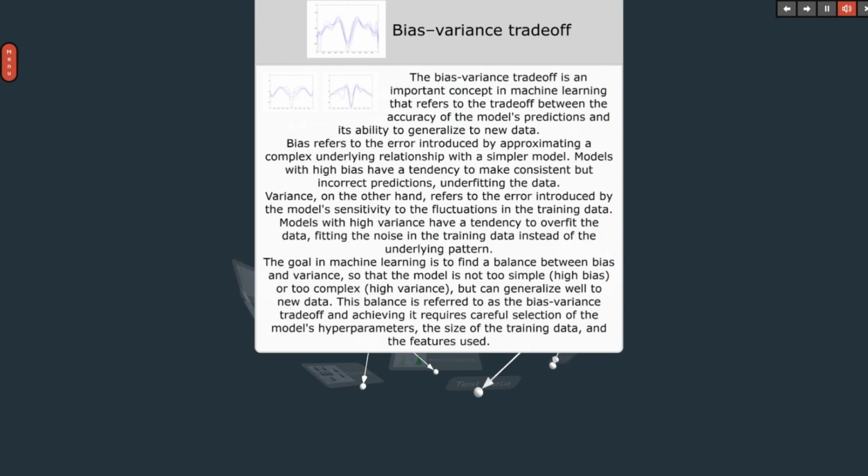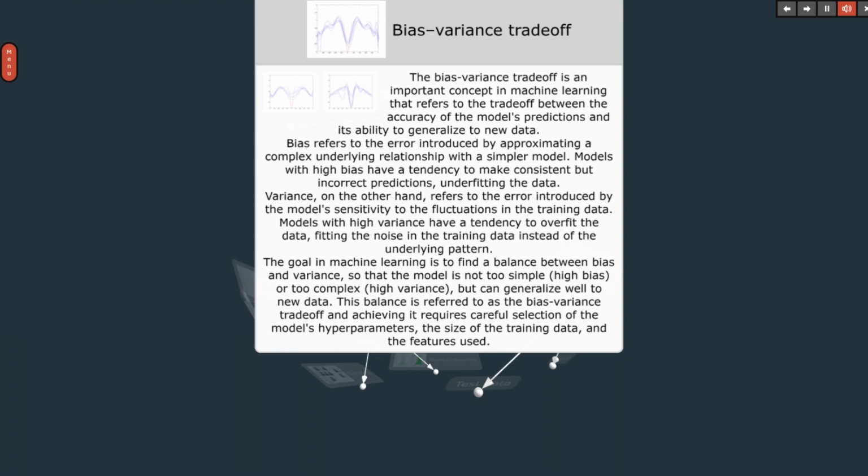Bias-variance trade-off. The bias-variance trade-off is an important concept in machine learning that refers to the trade-off between the accuracy of the model's predictions and its ability to generalize to new data. Bias refers to the error introduced by approximating a complex underlying relationship with a simpler model. Models with high bias have a tendency to make consistent but incorrect predictions, underfitting the data.